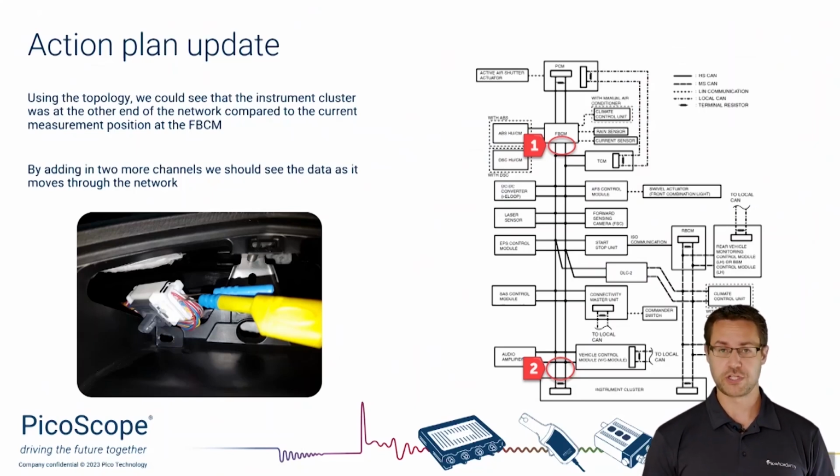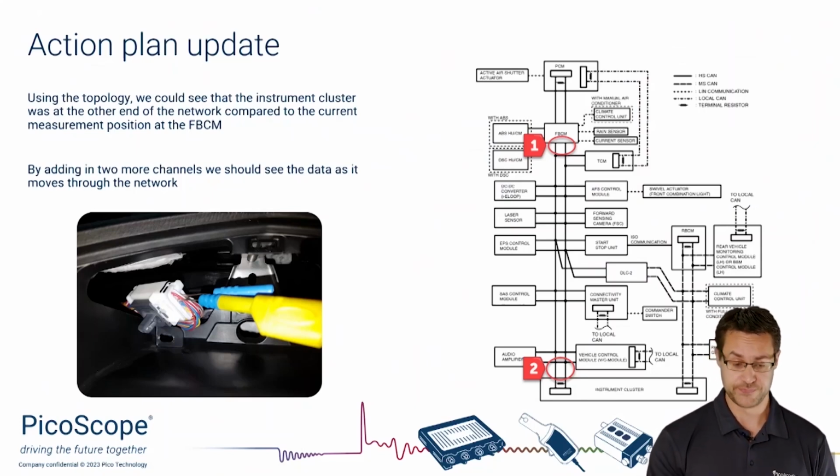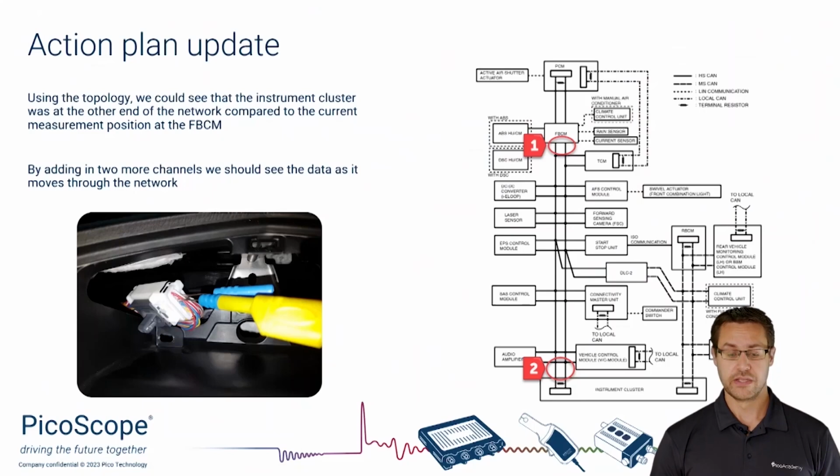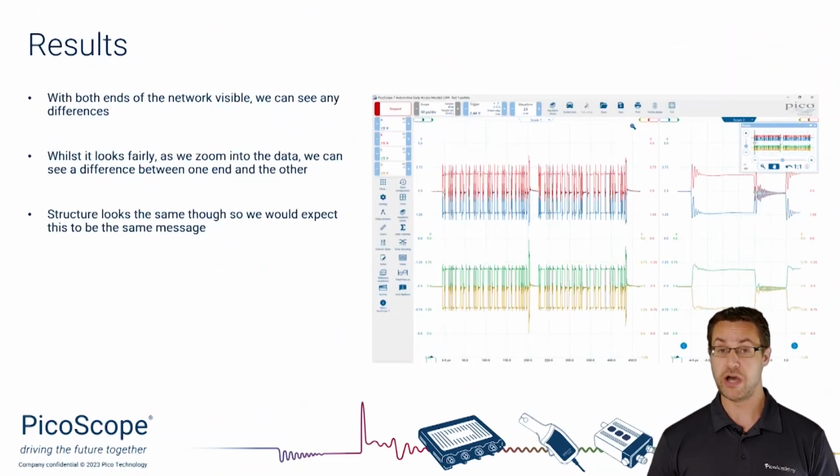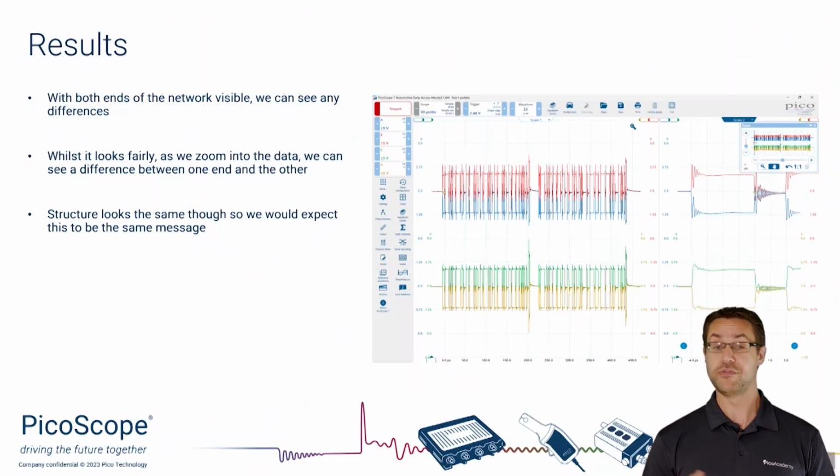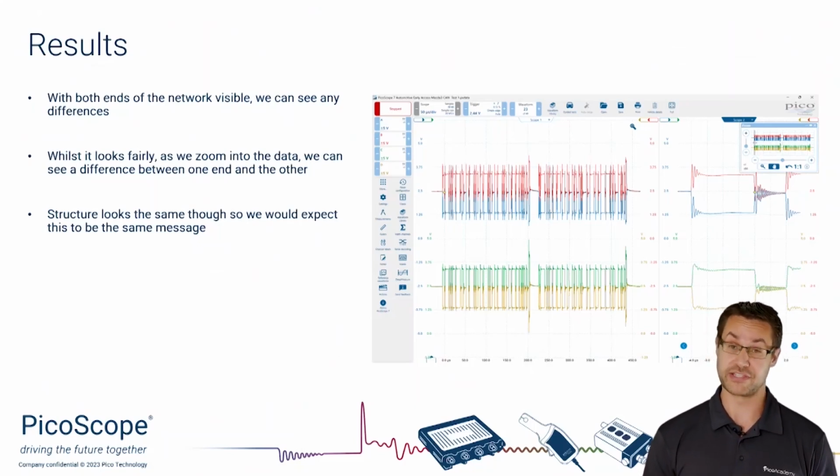Well, with a 4-channel scope, we have 2 extra channels left. So the next point was to update our action plan. Going back to our topology, we now looked at the best and most easiest point of access to another part of the network. Now, really, there were possibly some other places we could have gone to, but actually removing the instrument cluster in this situation seemed like the right thing to do. It was the very, very end of the network. It wasn't too difficult to get to.